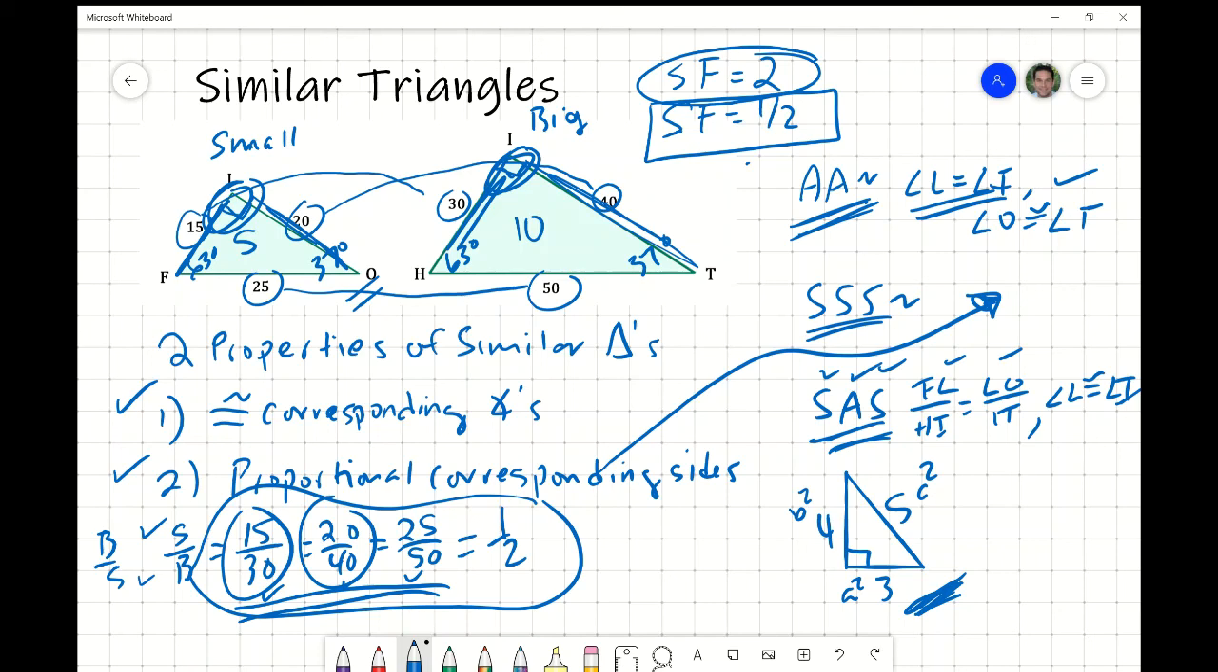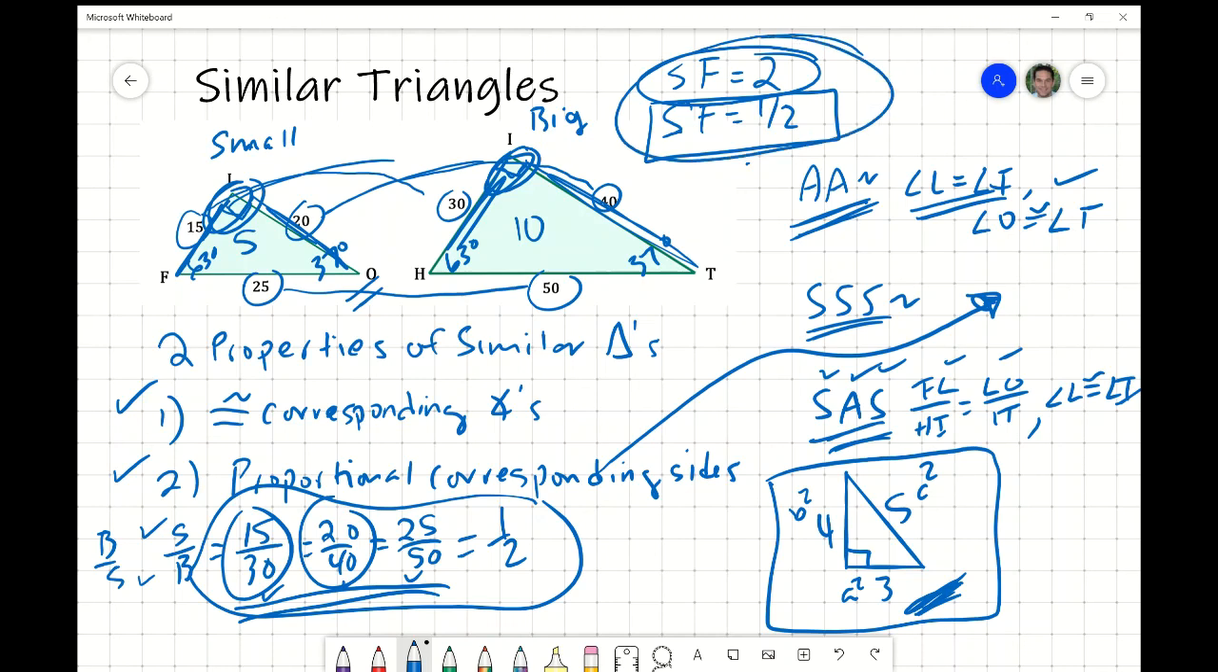So, quick review: two properties of similar triangles. They have three pairs of corresponding congruent angles, and three pairs of proportional corresponding sides. We also learned down here that there's a special right triangle that we will learn about in the future, and that there is a scale factor going from small to big or big to small, which will usually be a reciprocal of one another given the information.